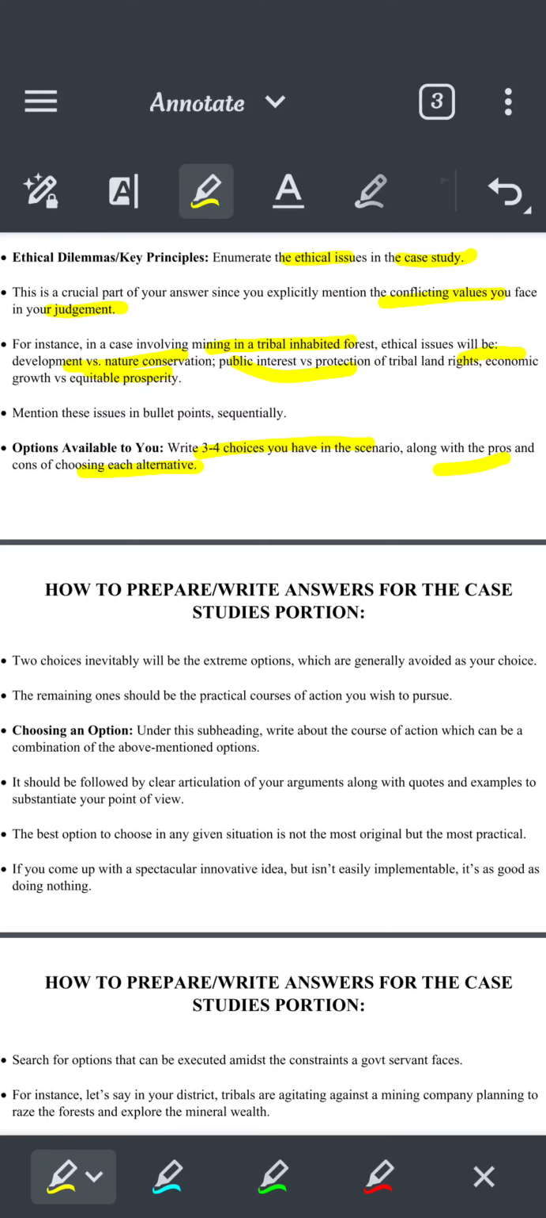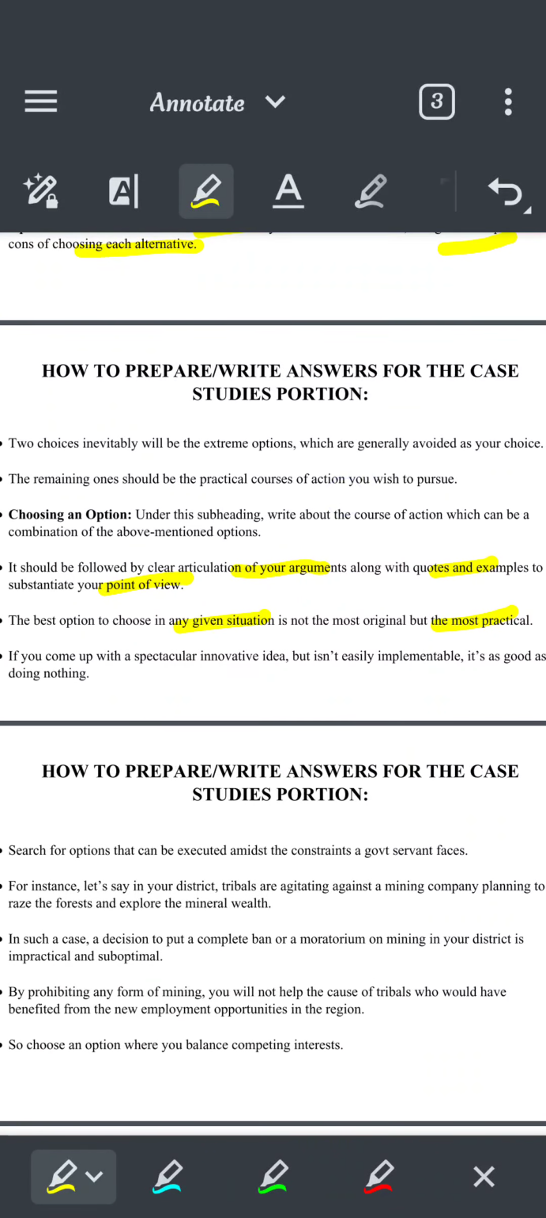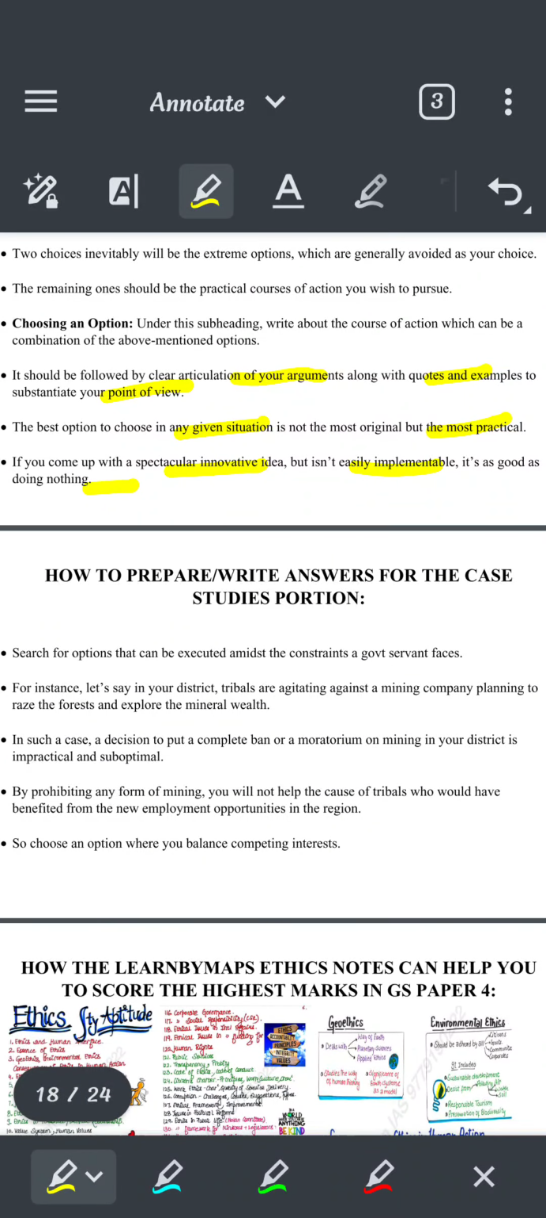Next is choosing an option. Under this subheading, write about the course of action, which can be a combination of the above mentioned options. It should be followed by a clear articulation of your arguments along with quotes and examples to substantiate your point of view. The best option to choose in any given situation is not the most original but the most practical. If you come up with a spectacular innovative idea that isn't really implementable, it's as good as doing nothing. So search for options that can be executed amidst the constraints a government servant faces.